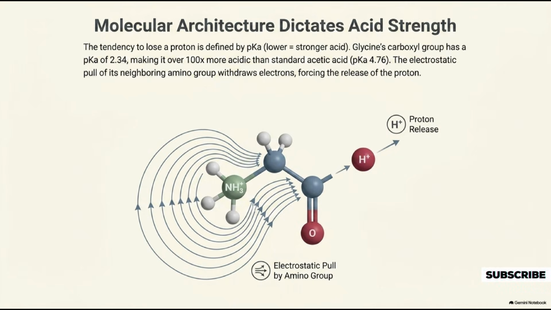For example, an amino acid like glycine possesses a carboxyl group with a pKa of 2.34 and an amino group with a pKa of 9.6. The carboxyl group of glycine is over 100 times more acidic than standard acetic acid, which has an average carboxyl pKa of 4.76. This dramatic downward perturbation of pKa in glycine is caused by its chemical environment. Specifically, the electrostatic attraction of the nearby positively charged amino group withdraws electrons from the carboxyl group and facilitates the release of the proton.